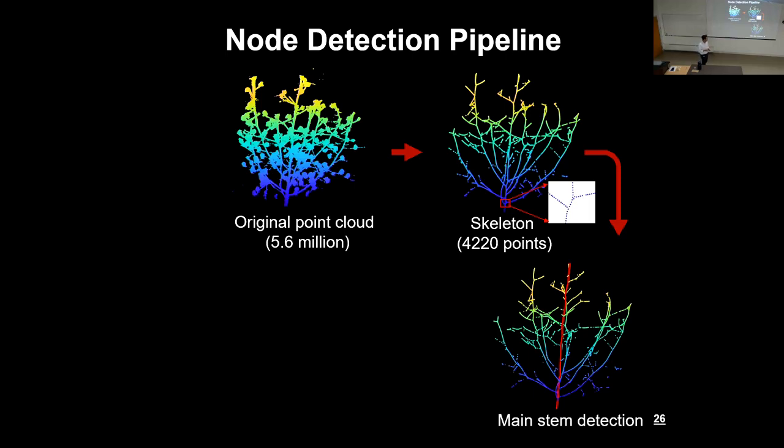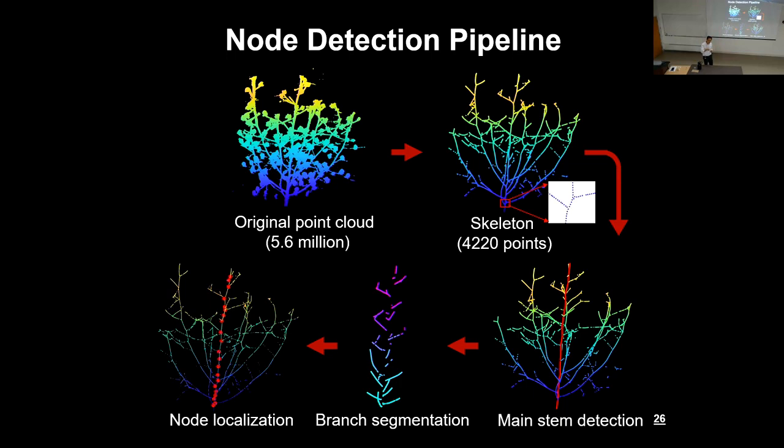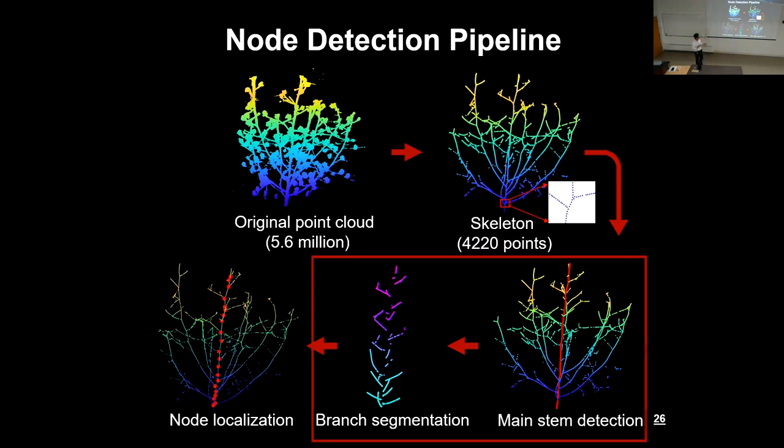Next, if we want to detect the nodes, the first step is to detect the main stem. Once we have the main stem, we need to detect the individual branches. The joint point between the main stem and each branch is the node we want to detect. So finally, we will have the detection results. Here I will give more information about these two steps: the first is the main stem detection, the second is the branch detection.